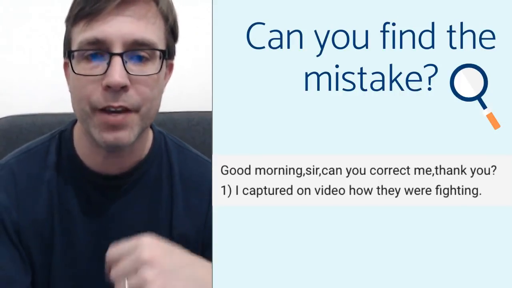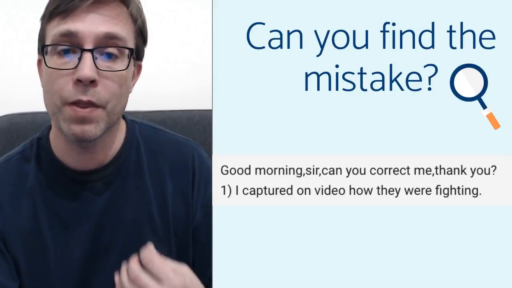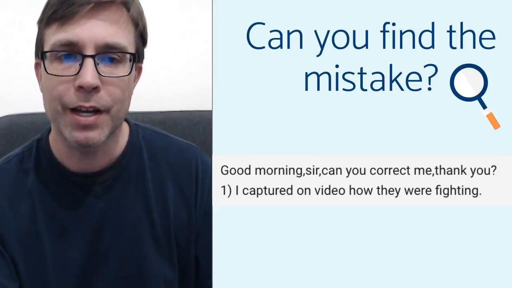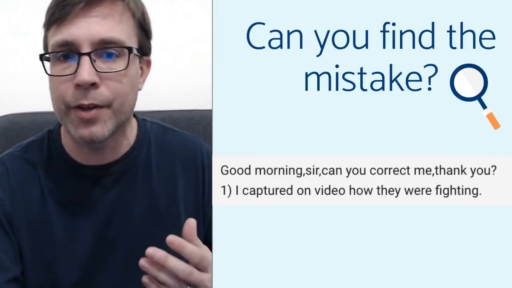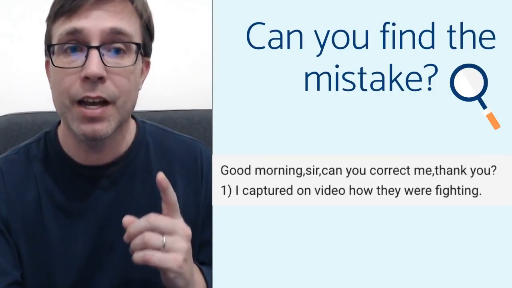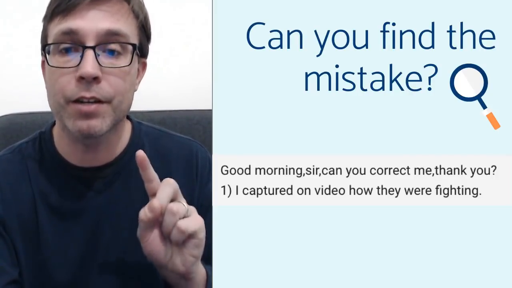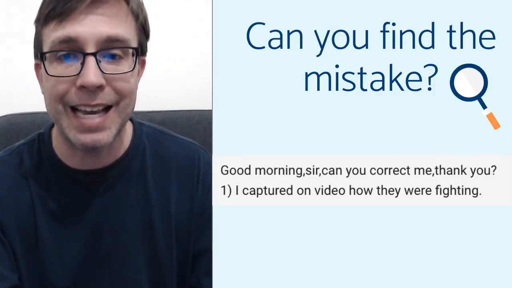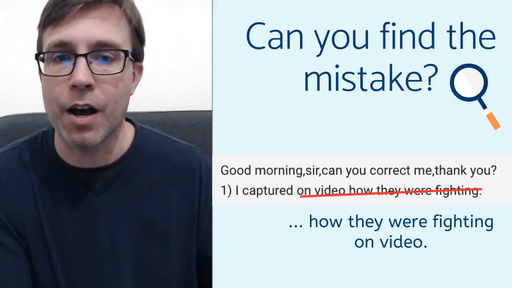I captured on video how they were fighting. If somebody told me this, I understand what they mean, but it's still a little awkward. The reason I would say it's awkward is because a normal, simple sentence is going to have a subject, a verb, and oftentimes an object as well. Subject, verb, object. So to make it less awkward, I would say, I captured how they were fighting on video.